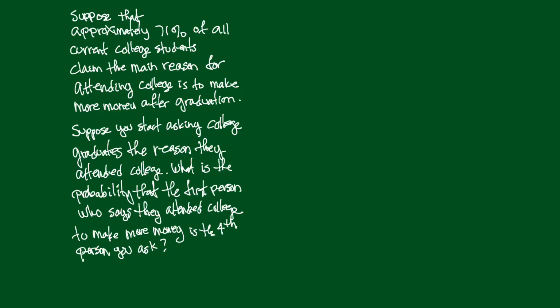Let's just write it out. You want the first person to say they attended college for some other reason, the second person attended college for some other reason, the third person attended college for some other reason, and finally the 4th person to say, yeah, I attended college to make more money. So what you want is a failure, a failure, a failure, and a success. Probability of success is 0.71. So the probability of failure is 1 minus 0.71, which is 0.29.